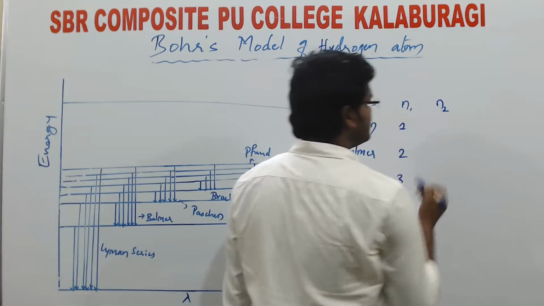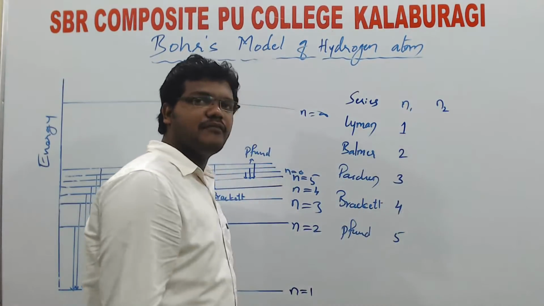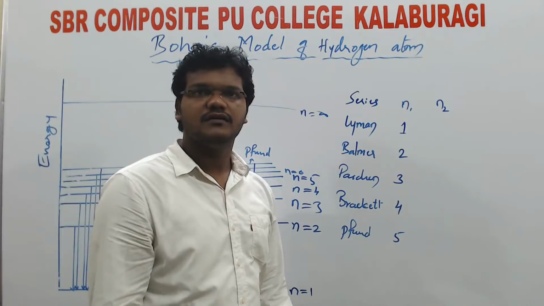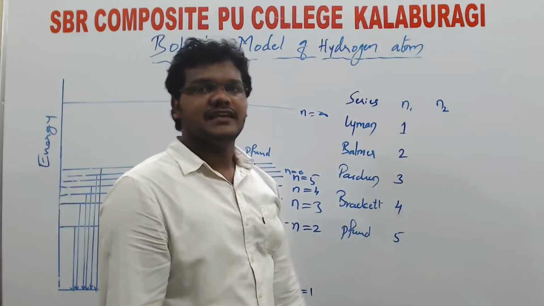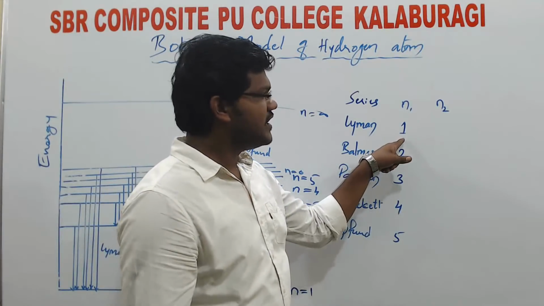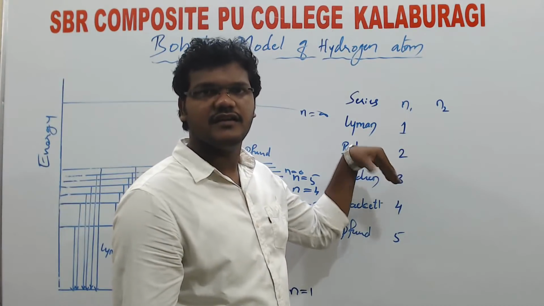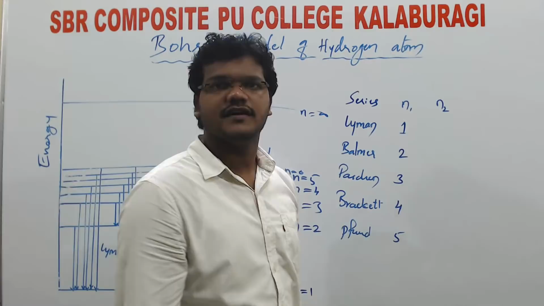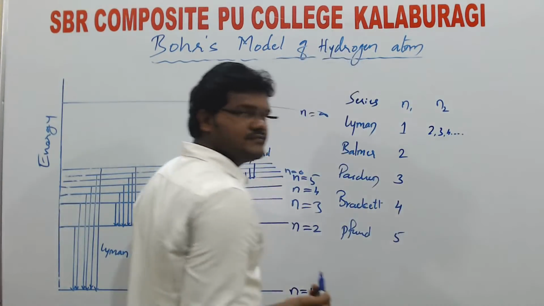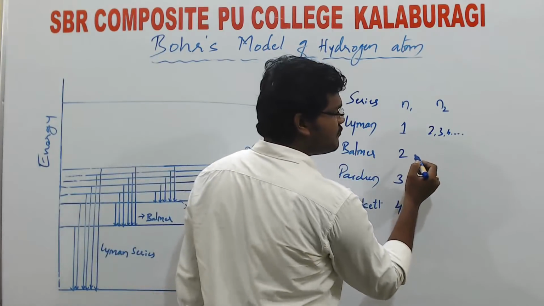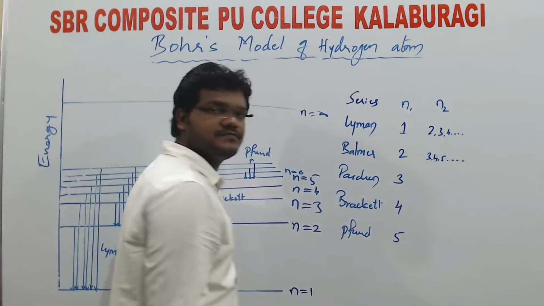Similarly, their n2 values. If the n1 value is 1 for Lyman, then n2 cannot be 1. Obviously, n2 means higher energy levels. If n1 is the lower energy level, the stationary state 1, then n2 has to be 2, 3, 4, and so on, but it cannot be 1. Similarly for Balmer, it cannot be 1 or 2. It can be 3, 4, 5 and so on.